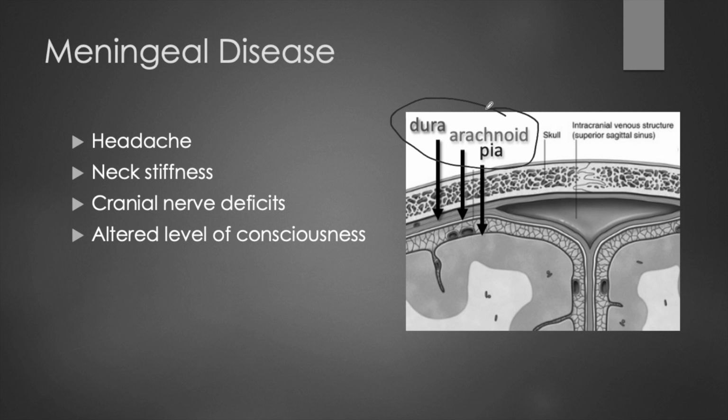Meningitis or subarachnoid hemorrhage can affect both cerebral hemispheres and can also affect the cranial nerves as they exit the brainstem. Neck stiffness is often seen, as well as headache, because the meninges are pain-sensitive structures.